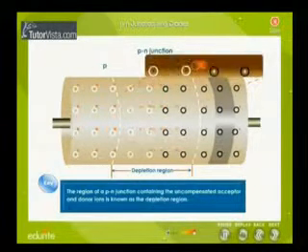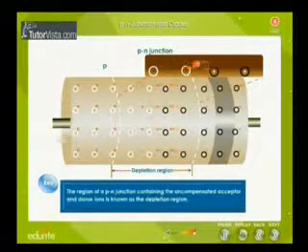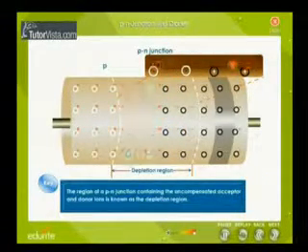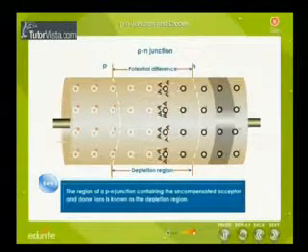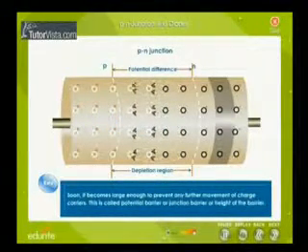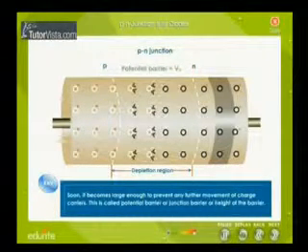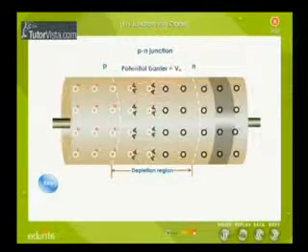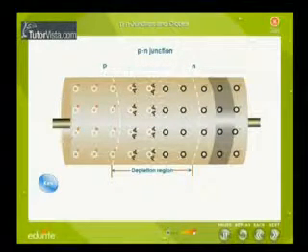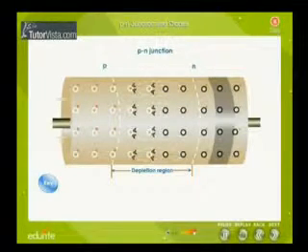The holes trying to enter the P region are repelled by the uncompensated positive charge on the donor ions, and the electrons trying to enter the N region are repelled by the uncompensated negative charge on the acceptor ions. As a result, potential difference is established across the junction. Soon, it becomes large enough to prevent any further movement of charge carriers. This is called potential barrier or junction barrier or height of the barrier. From the figure, you can clearly see that the potential barrier V0 that is set up gives rise to an electric field that prevents the respective majority carriers from crossing the barrier region.